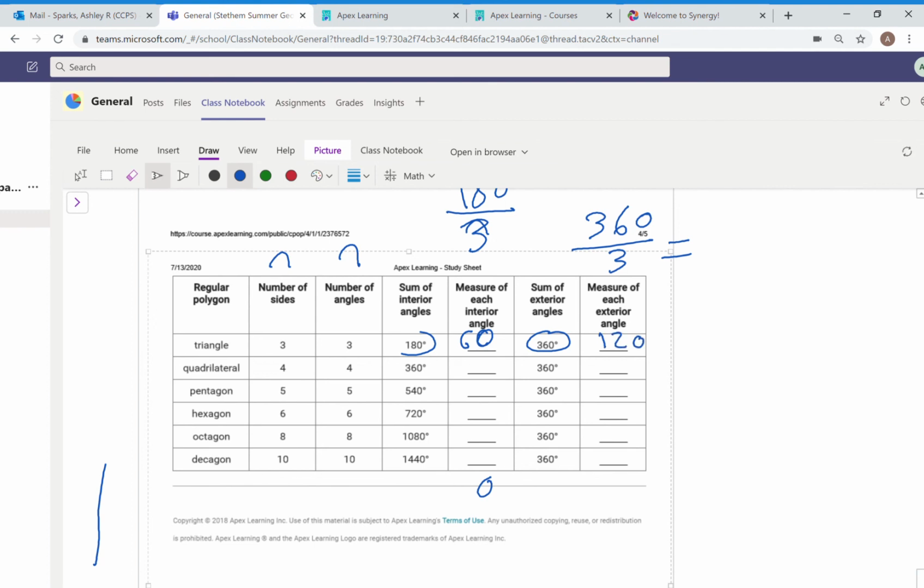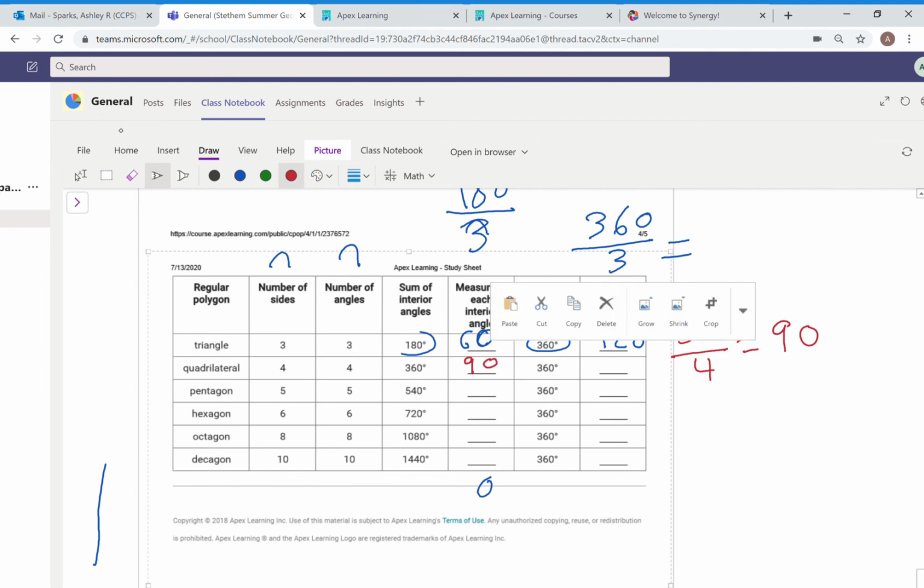So there's that, and I do this with each shape. When I go to quadrilateral, my sum of interior angles, so 360, is 4. Well, what is 360 divided by 4? It'll equal 90. And this one's actually the nicest one because they're both the same. So 360 divided by 4 is still 90.